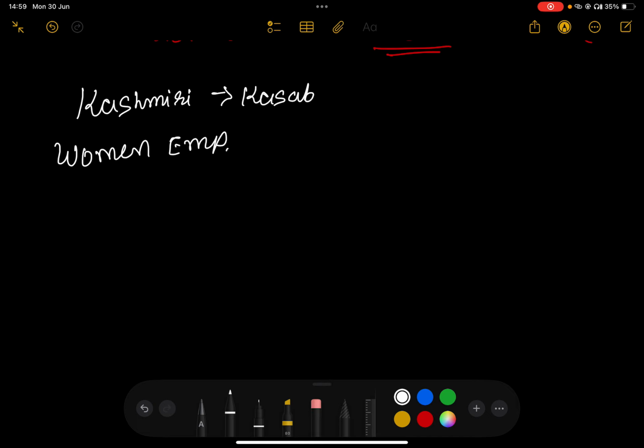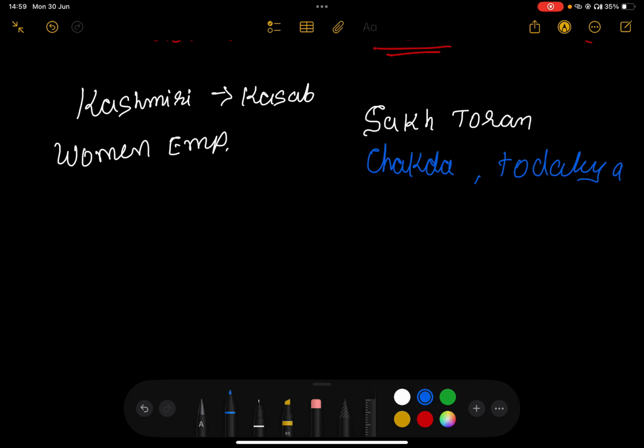The traditional art of embroidery: sak toran, right? Chakda, pillow cover, bed sheets, todalia. There is a song, ગીત છે ને મારે ટોડલે બેઠો રહ્યા મોર ક્યાં બોલે. So the toys or the puppets would be hanging of peacock and everything.